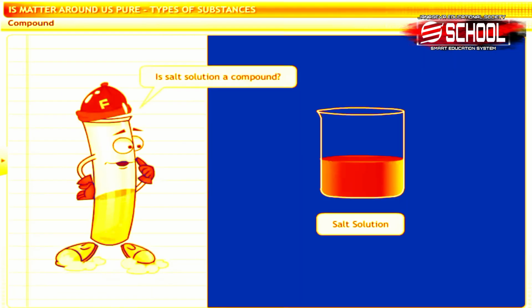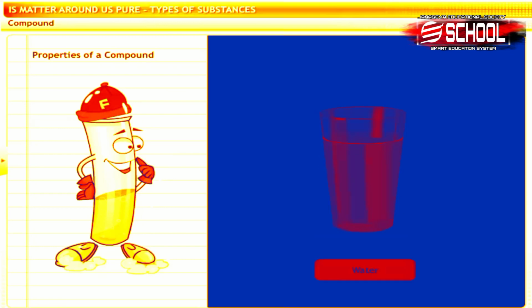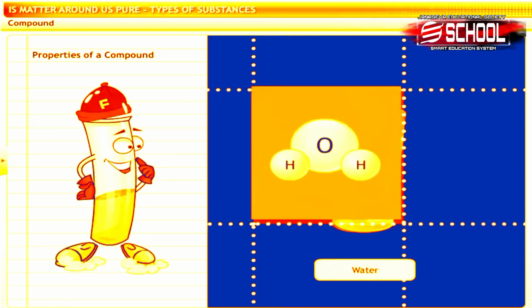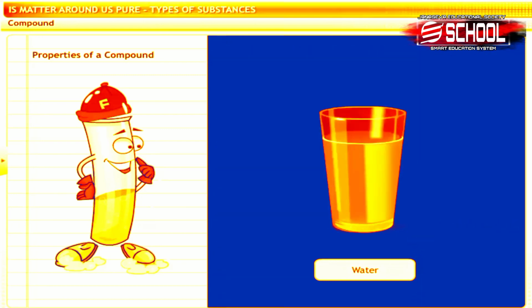Is salt solution a compound? No, it is not. Even compounds have similar properties like that of elements. Compounds are composed of 2 or more elements which are chemically bound with one another in fixed proportions. Let's look at some of the characteristics of compounds. A pure chemical compound is homogeneous in nature, made up of the same type of molecules.